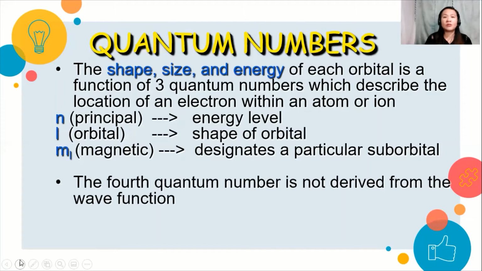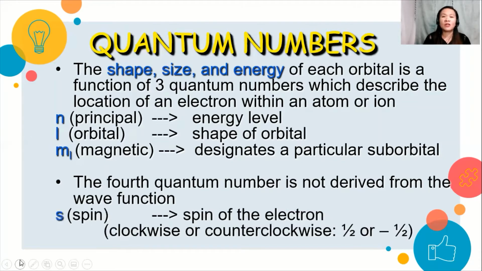The fourth quantum number, as we have mentioned, is not derived from the wave function. The fourth quantum number is s, the spin quantum number, which gives us the spin of the electron. I also mentioned to you that the spin of the electron could be either clockwise or counterclockwise. The number for this will be either 1/2 or negative 1/2.